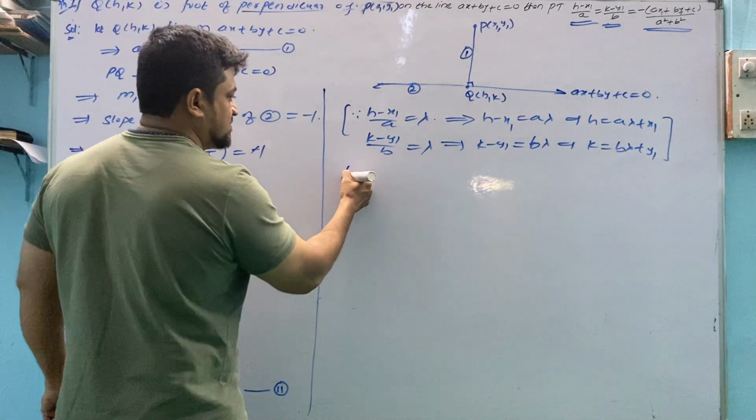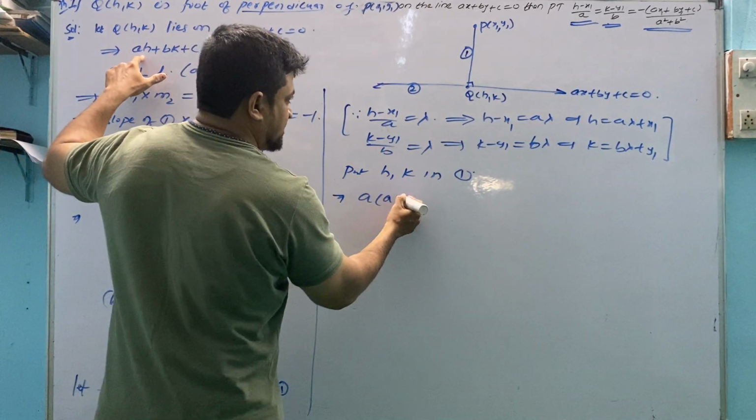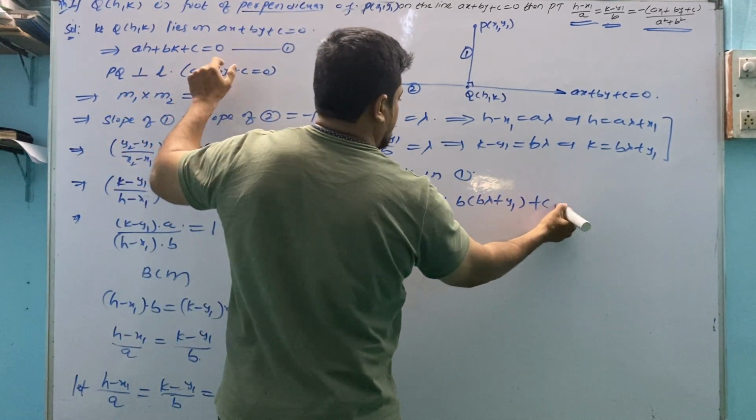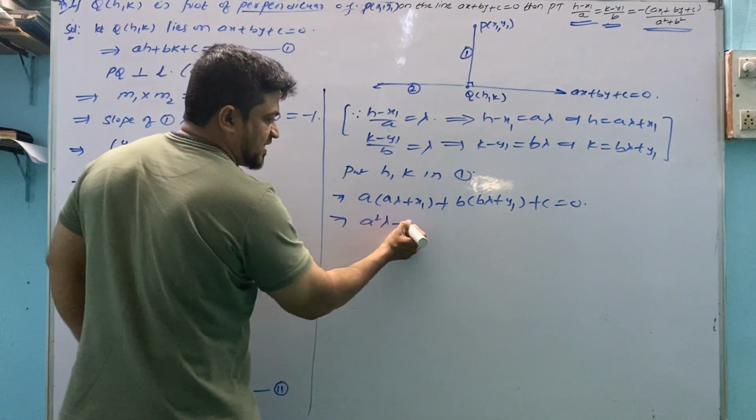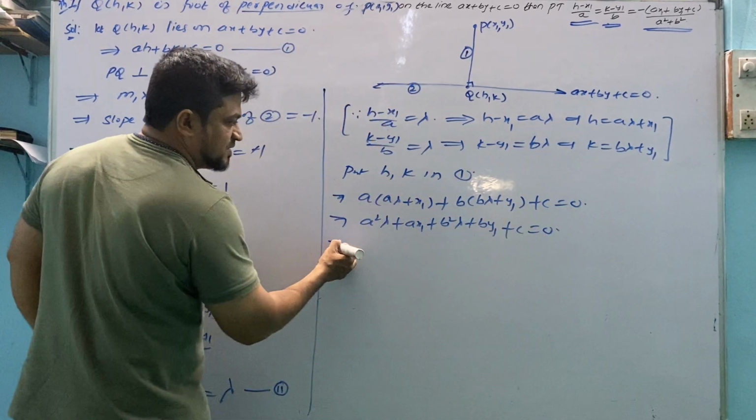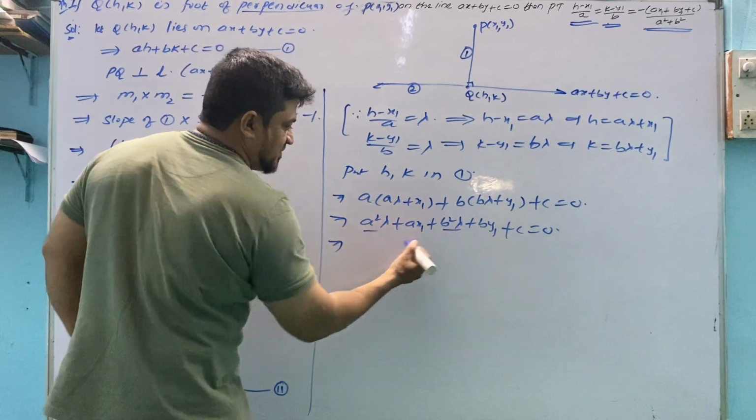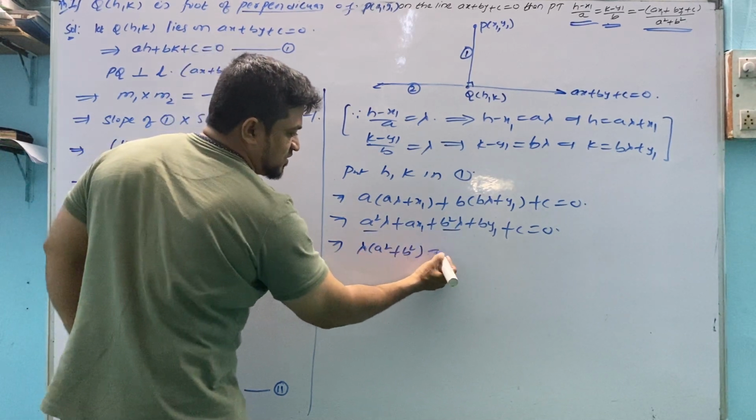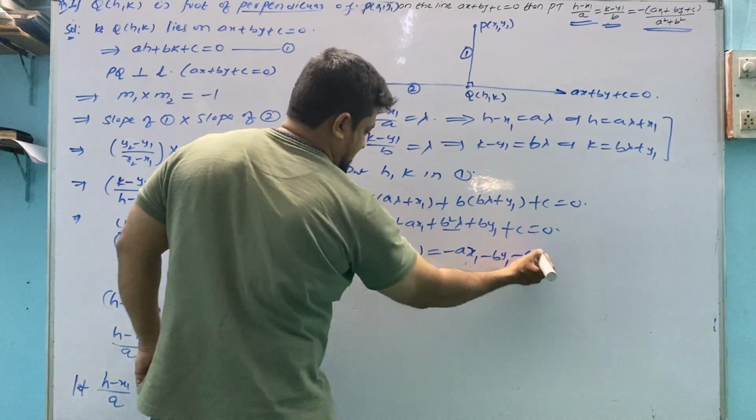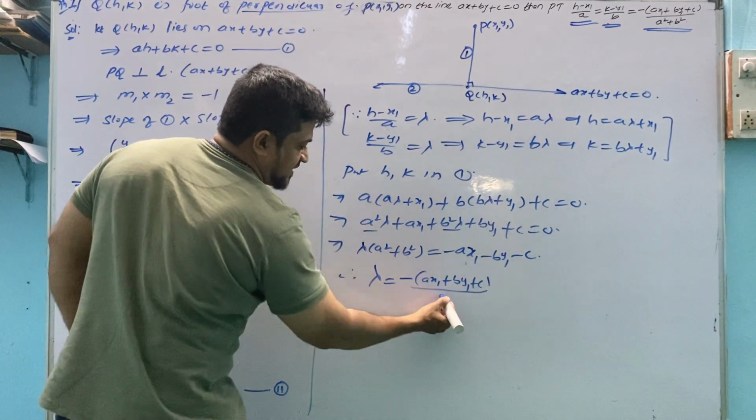Now we have to substitute h, k in equation 1: a into h value, a lambda plus x1, plus b into k value, b lambda plus y1, plus c equals 0. Now if you multiply, a square lambda plus ax1 plus b square lambda plus by1 plus c equals 0. If lambda terms are there, you can take lambda common: lambda into a square plus b square equals minus ax1 minus by1 minus c. Now lambda equals minus ax1 plus by1 plus c divided by a square plus b square.